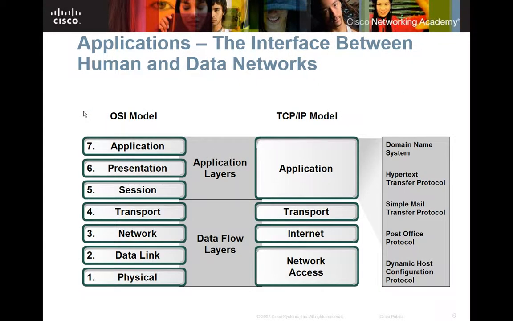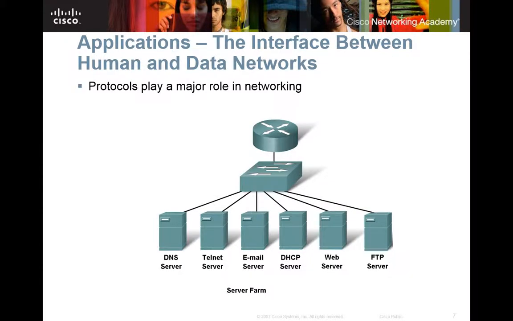All right. So when we're talking about the application layer, we're talking about HTTP, SMTP, POP, DHCP, domain services, all those types of services. Network administrative services are all in your application layer. Does that make sense? Your FTP, all that is up there. All right. Protocols that play a major role in networking: DNS, Telnet, email, DHCP, web, and FTP, right?